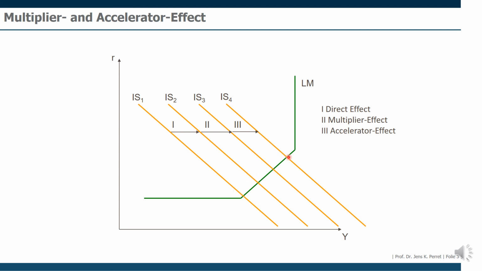And of course, here I always talked about expansive fiscal policy. We can do the exact same thing for restrictive fiscal policy, then the whole thing would work backwards. Well, that's then everything there is on multiplier and accelerator effects.